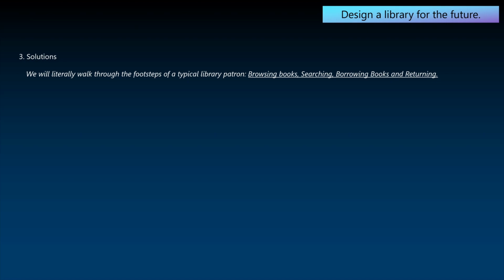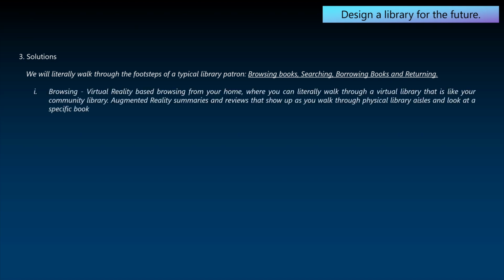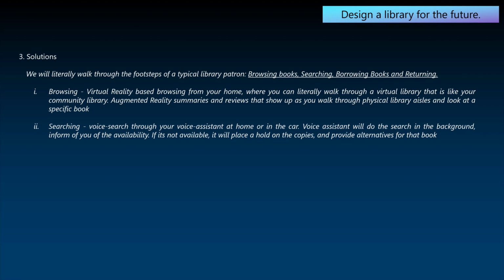So on the browsing front, virtual reality based browsing from your home, where you can literally walk through a virtual library. Augmented reality will help you with summaries and reviews that show up as you walk through a physical library aisle and look at a specific book. Secondly, on the searching front, voice search through a voice assistant in your library. This voice assistant will do the search in the background. It will inform you of the availability of a particular book. If it's not available, it will place a hold on the copies and provide alternatives for that particular book.